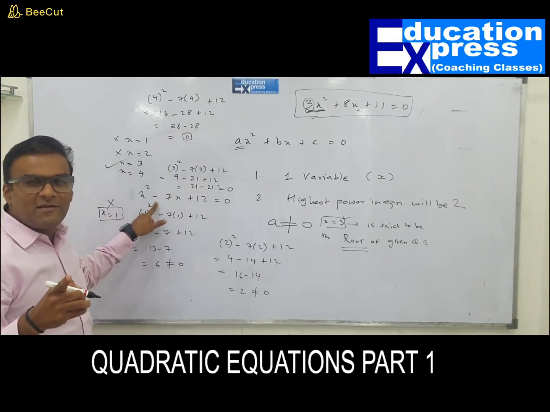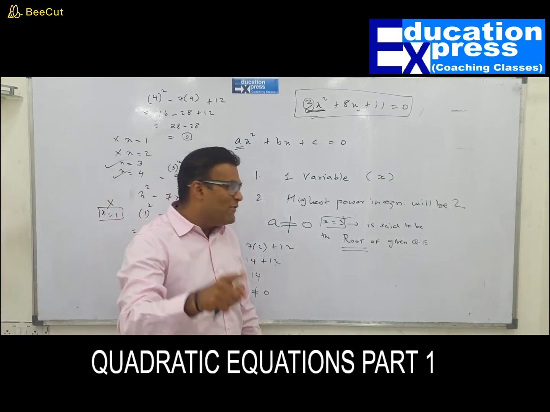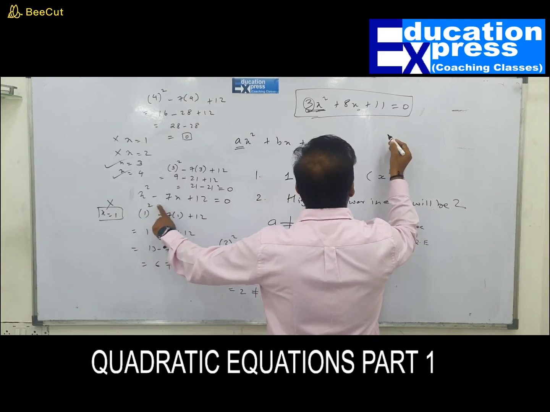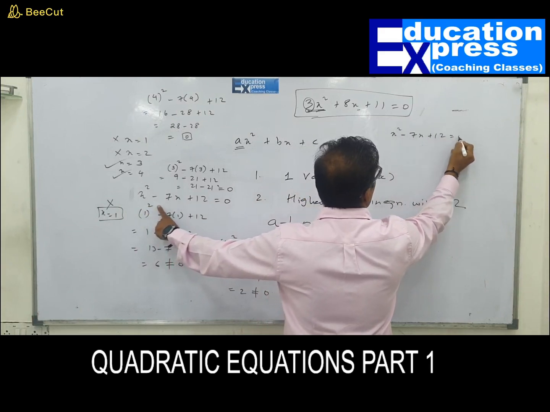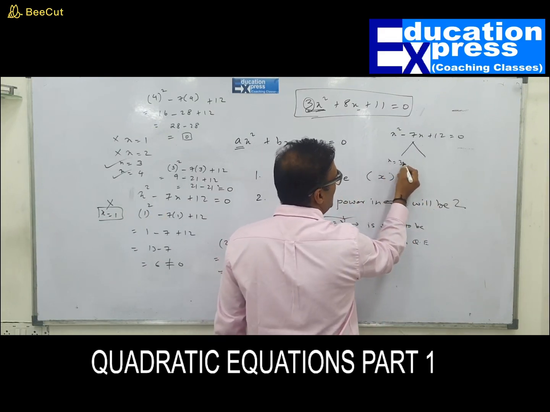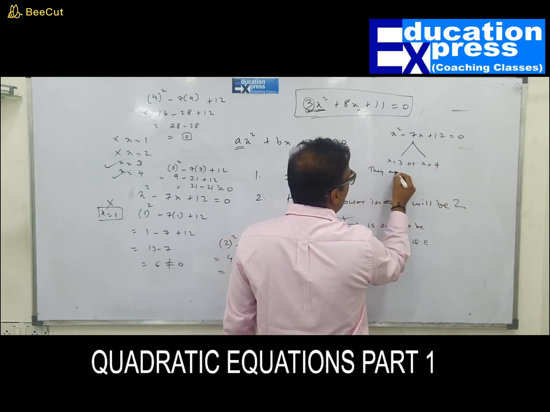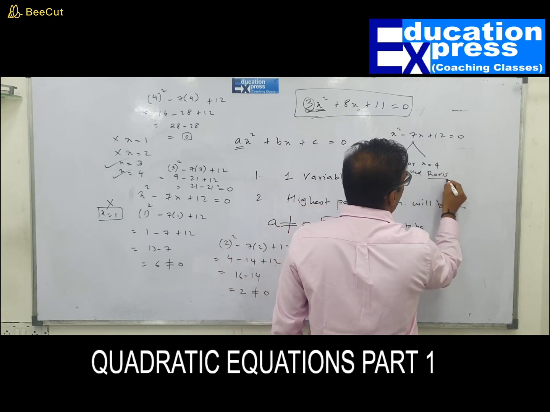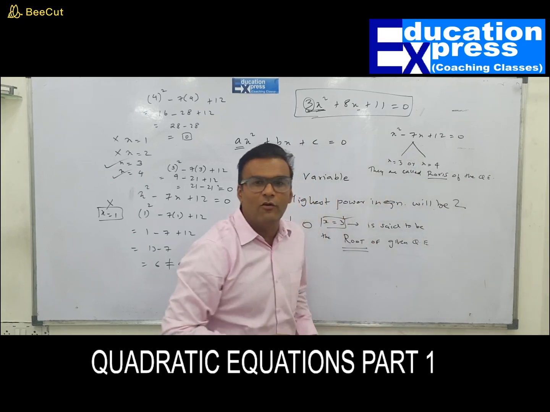That means x equals 4 is also a root of the quadratic equation. In simple words, the equation x squared minus 7x plus 12 equals 0 resulted in two values: x equals 3 or x equals 4. They are called roots of the quadratic equation.